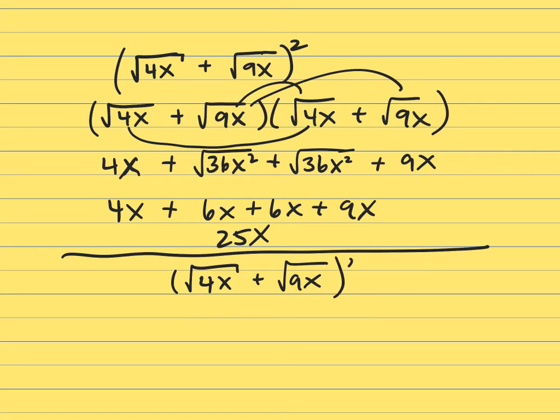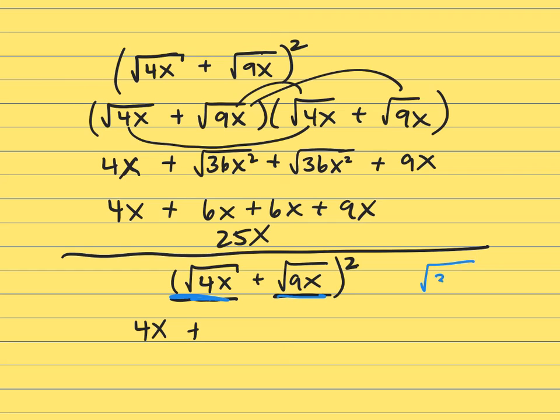Now the other way to work this problem, if you know the shortcut for squaring a binomial, what you do first is you square your first term. If you square that, you're left with 4x plus. You multiply these two terms together, and then always multiply that by 2. You double it.